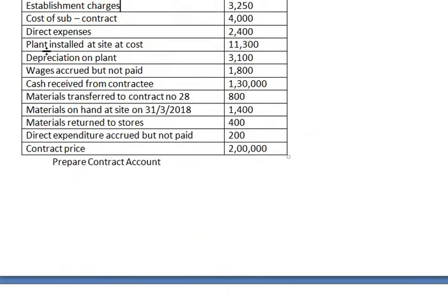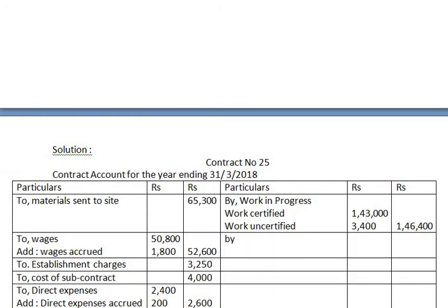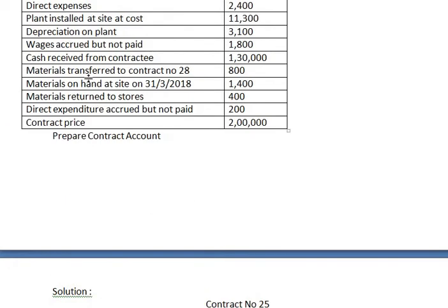Now next is depreciation on plant. Depreciation on plant should be shown on the credit side. We are not going to show it directly as depreciation. So on the credit side, by plant. In the bracket you can show the calculation. They have installed plant at 11,300 rupees, and depreciation is given, so minus depreciation amount of 3,100. We need to deduct it, and that amount should be taken on the credit side. The depreciated value of plant is nothing but plant at the end of the year. So the amount is 8,200.